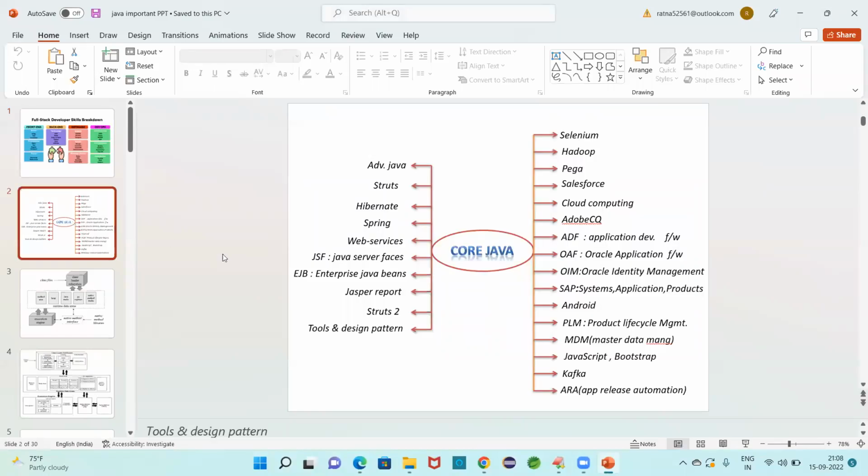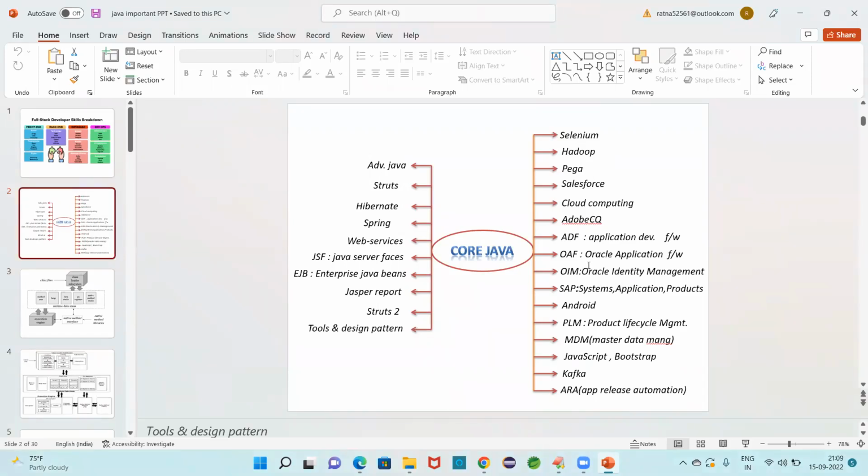Those who were absent yesterday can check this; we'll spend the first 10 minutes on a recap of yesterday's class. Core Java is the central point. Most of the technologies and frameworks depend on core Java, right? Selenium requires core Java, Hadoop requires core Java, Pega requires core Java, Salesforce requires core Java. Cloud computing requires core Java, Adobe CQ requires core Java knowledge, and ADF, Application Development Framework, requires core Java knowledge, right?